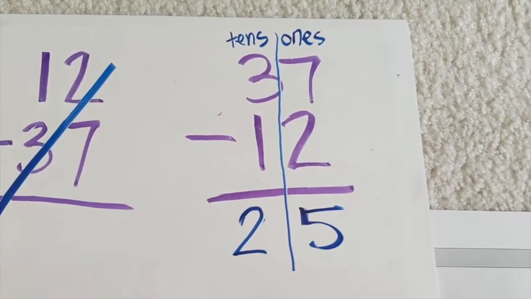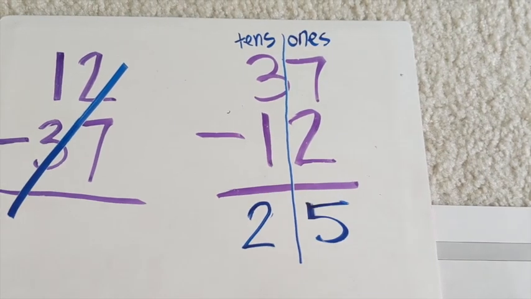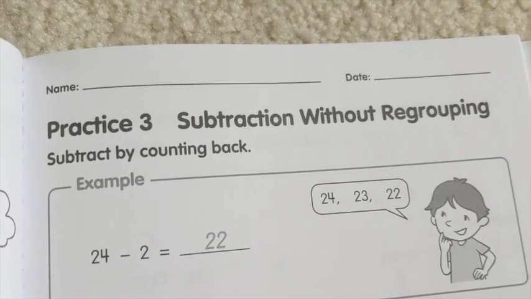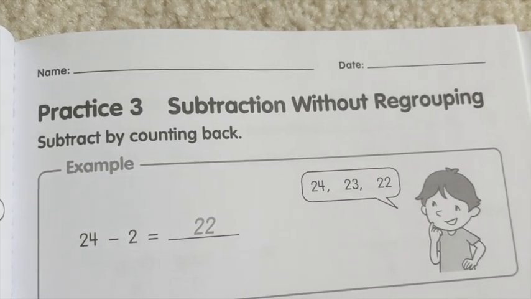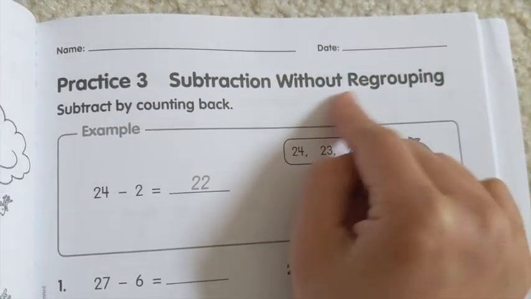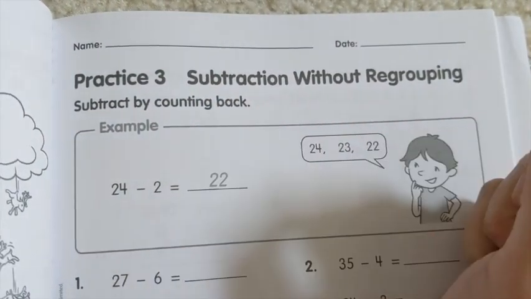So I think you guys are ready to go do your work by yourself. You're going to go to page 69. Let me zoom in there. There you go. Page 69. It's practice number 3, subtraction without regrouping. That just means you're not going to have any trouble with regrouping here. You're just going to simply subtract.